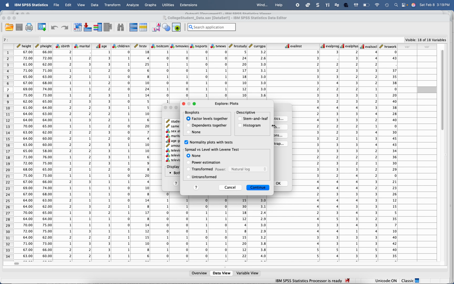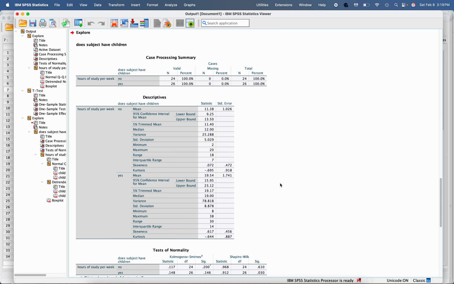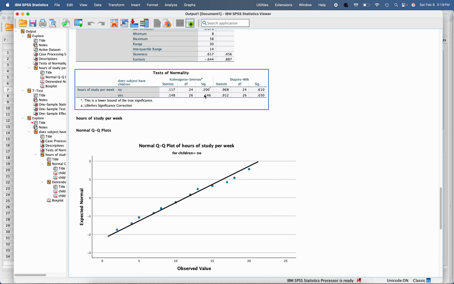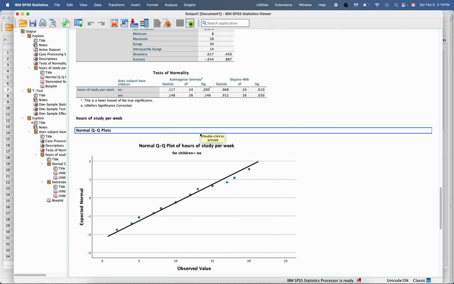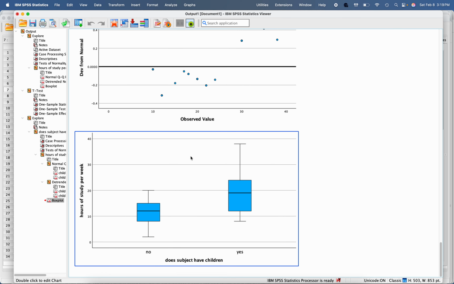And so it does subject have children. Then I'm going to go into plots. I want to have my normality plot selected. I want factor levels together. And I want to have spread versus level with Levene's test set at none. Then I'm going to click OK. And I'm going to go down to here is my test of normality. And then I have my box and whisker plot here that shows me there are no outliers.